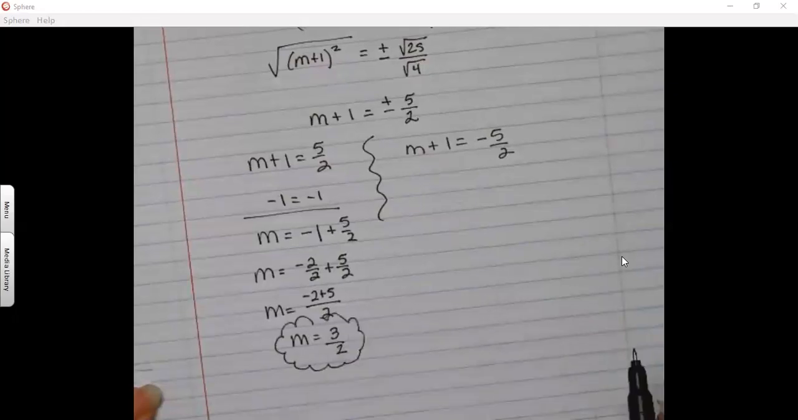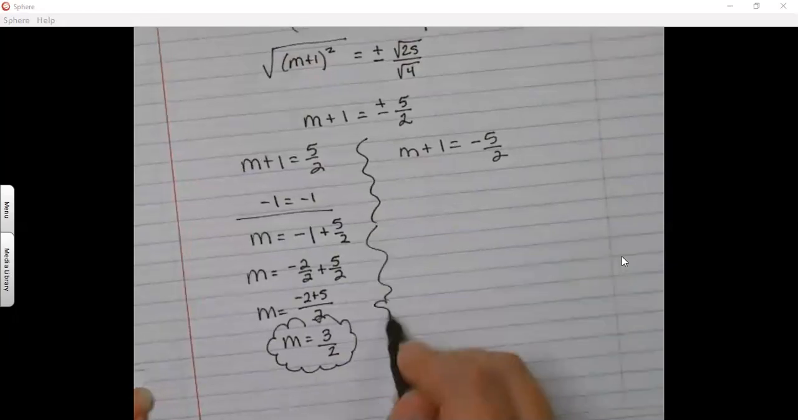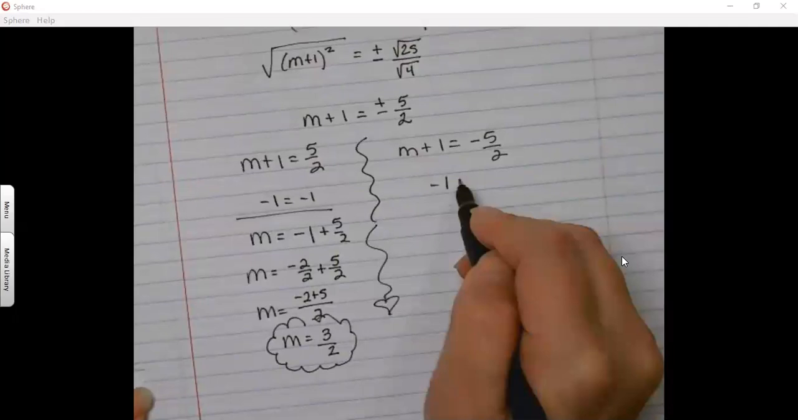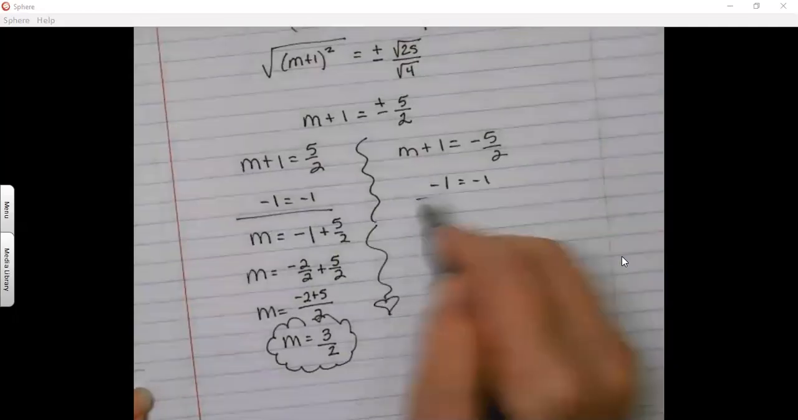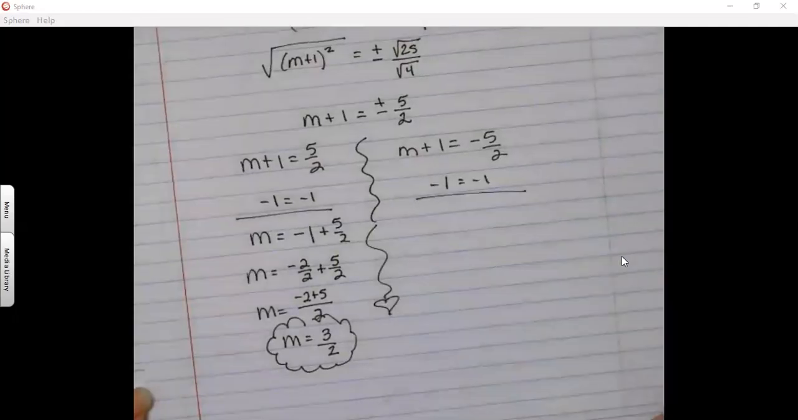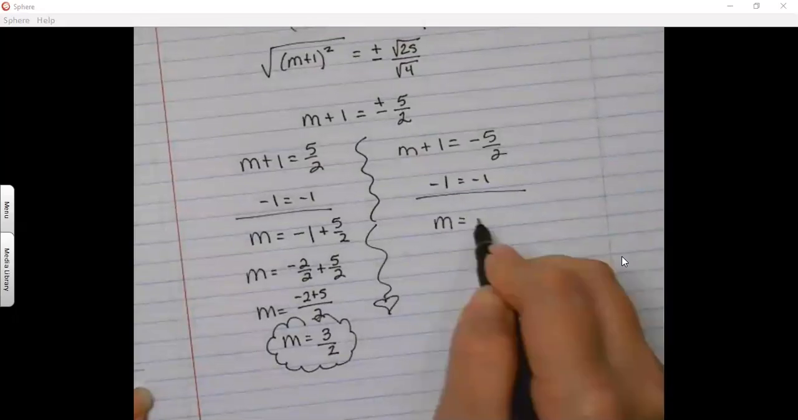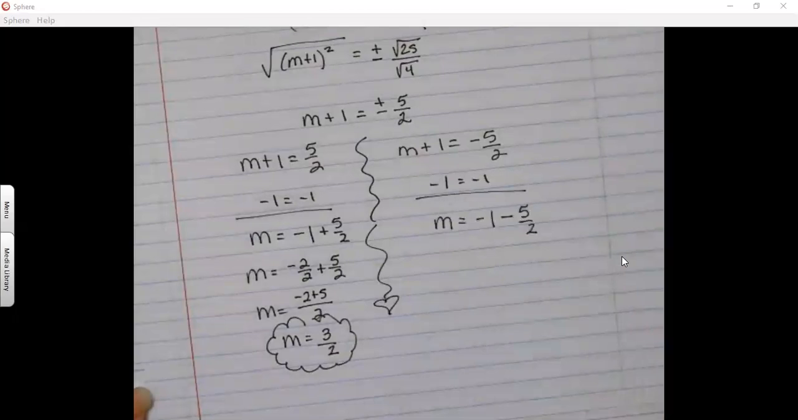That does not mean my other answer is going to be -3/2. Okay? You have to solve it separately. So we'll subtract 1. M equals -1 minus 5/2. We're not going to leave our answer like that. We can simplify it further. If it was the square root of 5 over 2, that would be different. But I can continue simplifying.